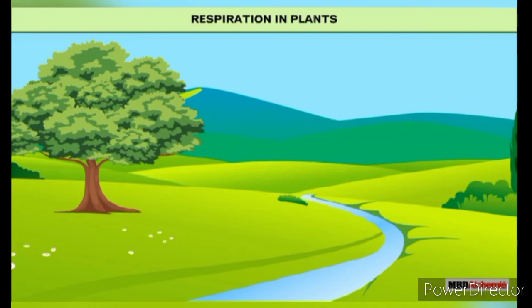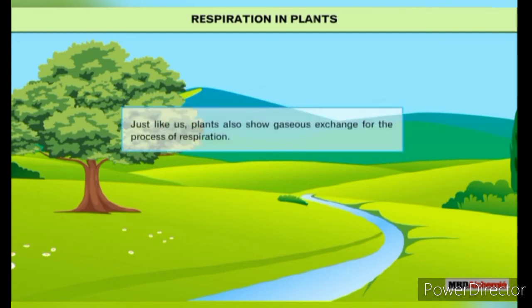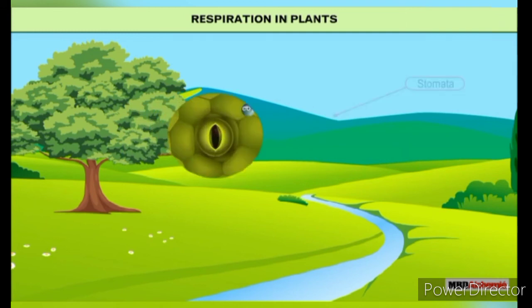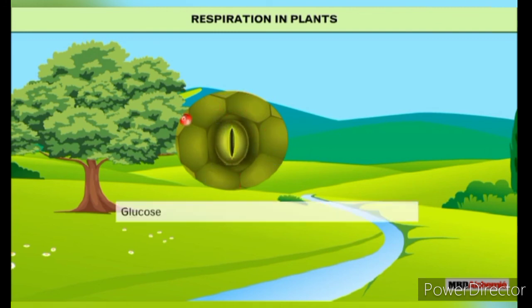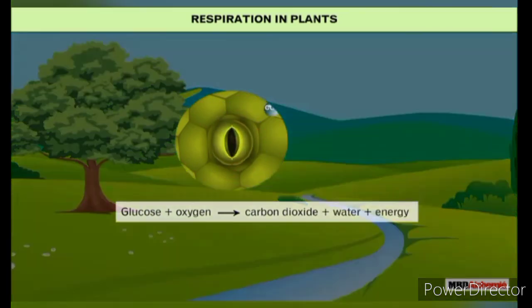Respiration in plants. Just like us, plants also show gaseous exchange for the process of respiration. The leaves of plants bear tiny pores called stomata through which the gaseous exchange takes place. The process of respiration in plants involves the breakdown or oxidation of glucose to release energy. Glucose plus oxygen gives carbon dioxide plus water plus energy.